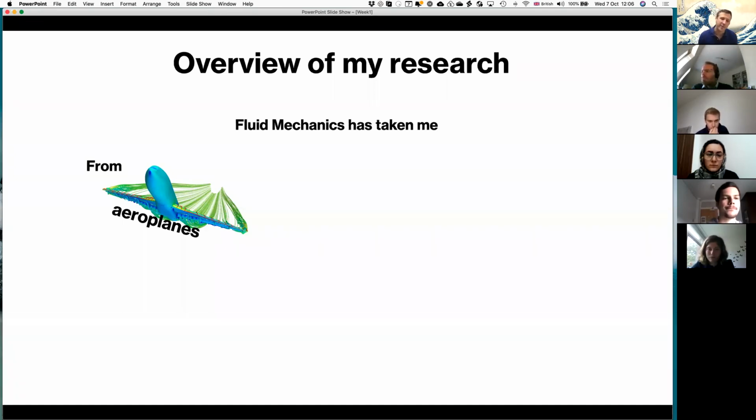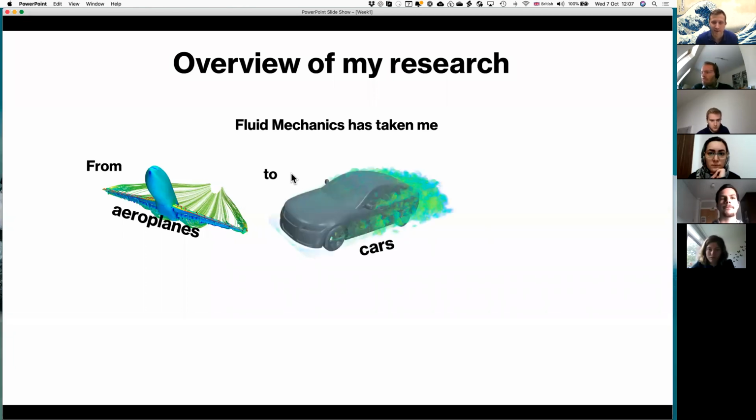After I did my studies, I realized that my main interest was in this area, and I explored the possibility to investigate other applications. The thing that I really love about fluid mechanics is the fact that with one set of equations, with one understanding, we can contribute to so many different areas of science and technology.